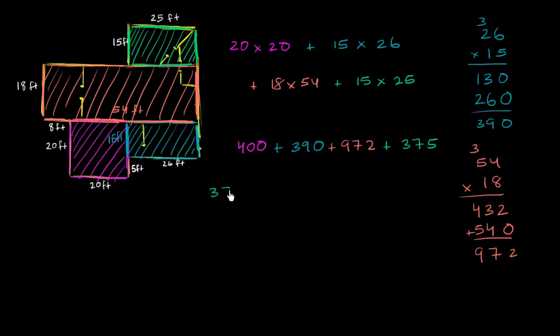So we have 375 plus 972 plus 390 plus 400. And so this gets us to 5, and this is a home stretch. We deserve a drum roll now. 5 plus 2 is 7. 7 plus 7 is 14, plus 9 is 23. 2 plus 3 is 5, plus 9 is 14, 17, 21. So the square footage of this house, 2,137 square feet.